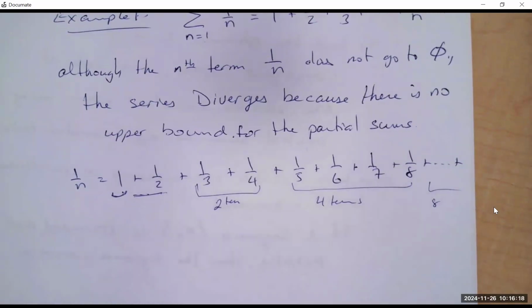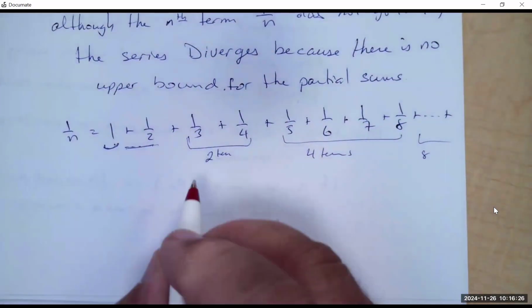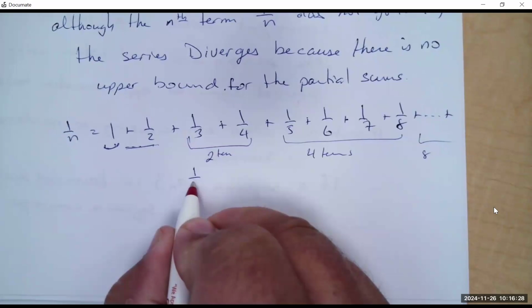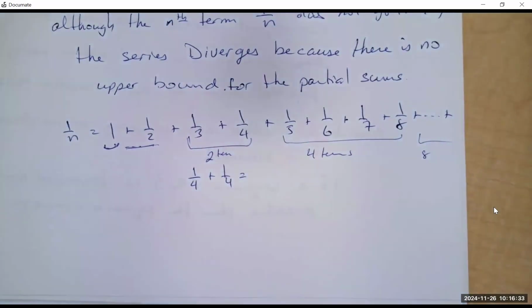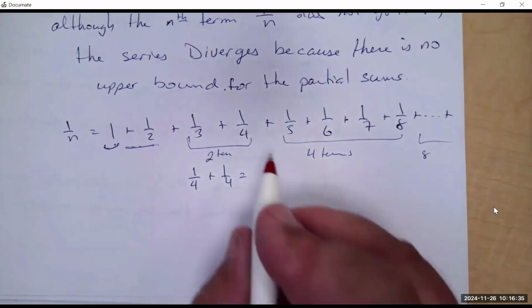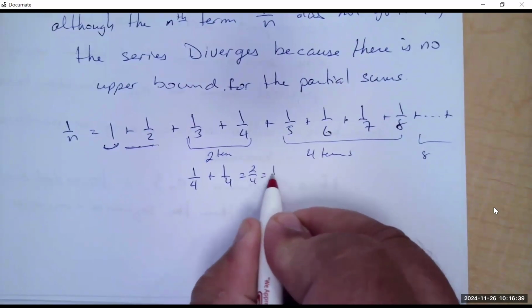Is it going to be bigger than or less than 1/2? Let's look at this thing. Compare this one. If it was 1/4 plus 1/4, what would that equal? That would be 2 over 4, which makes it 1/2.